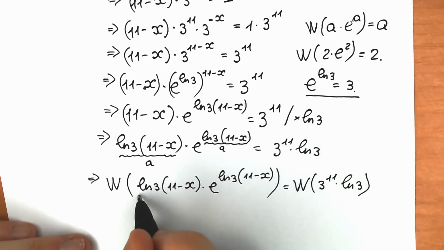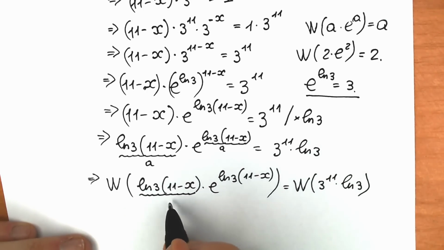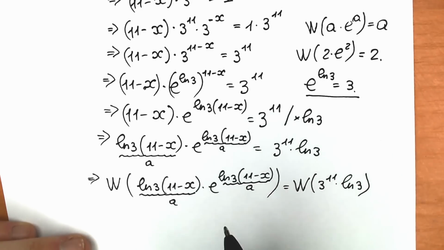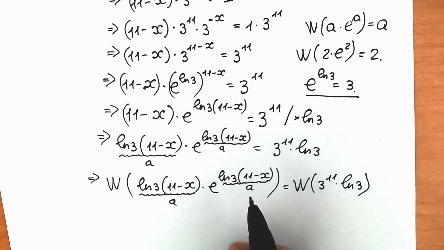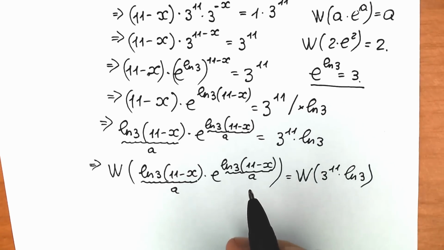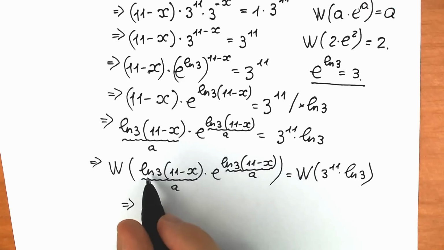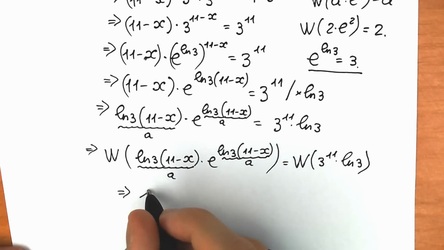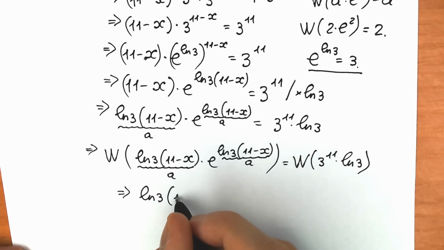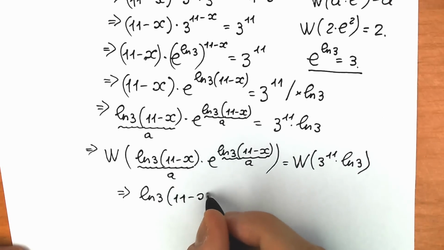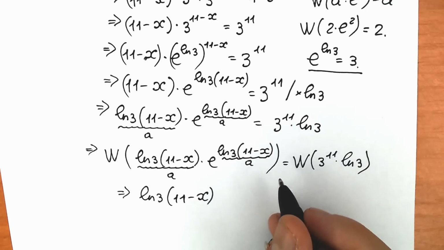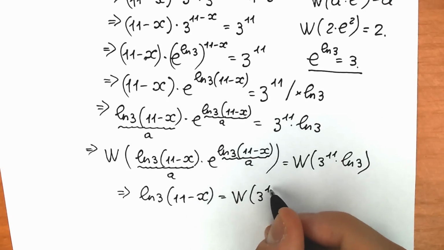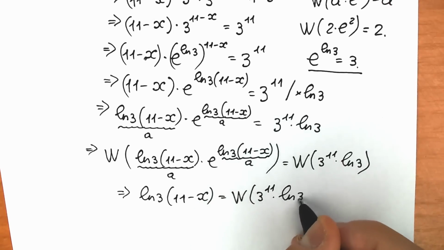All right, right now let's look closely. Natural log 3 times 11 minus x, this is our a, absolutely the same thing. This is our a, and we have e. So right now we can easily apply this Lambert W function. So as a result, what do we have right here? We have natural log 3 times 11 minus x. Here's our expression after applying the Lambert W function. So natural log 3 times 11 minus x is equal to Lambert W function of 3 to the power 11 times natural log 3.